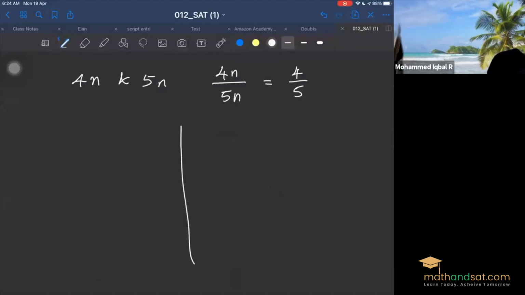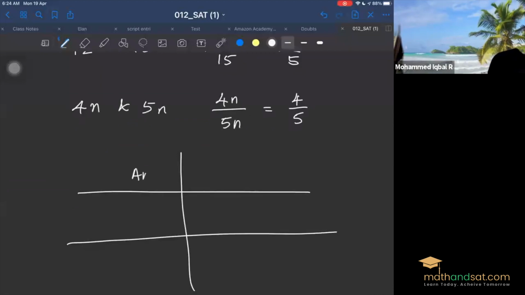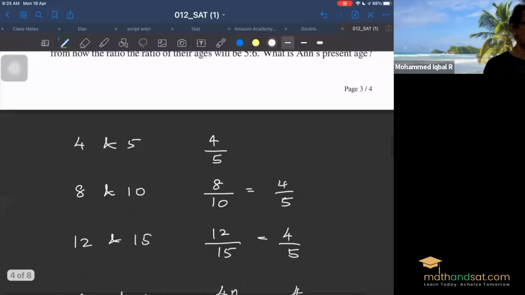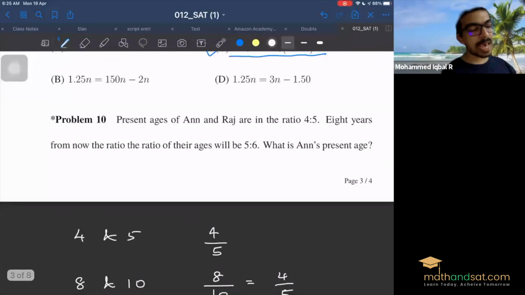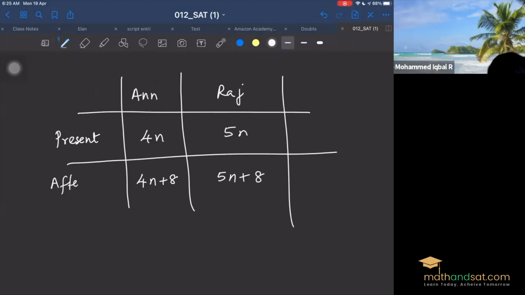So we just make a table here. We have Anne and Raj. We have their present ages, and these are 4n and 5n. The present ages of Anne and Raj are in the ratio 4:5, so we have chosen them as 4 times n and 5 times n. Now, 8 years from now, their ages will be 4n plus 8 and 5n plus 8. Okay, after 8 years.